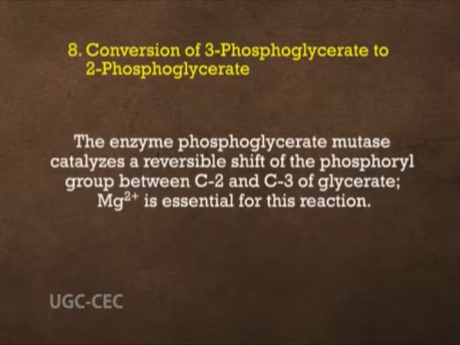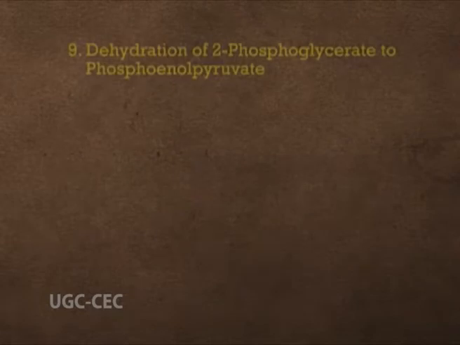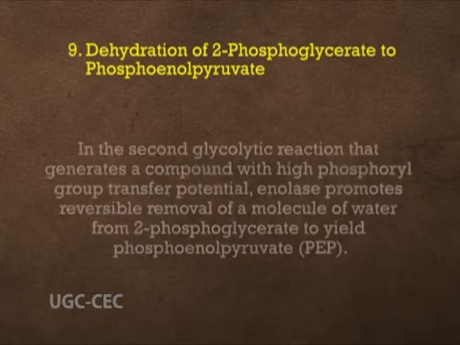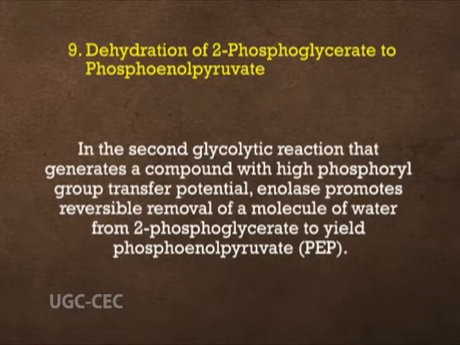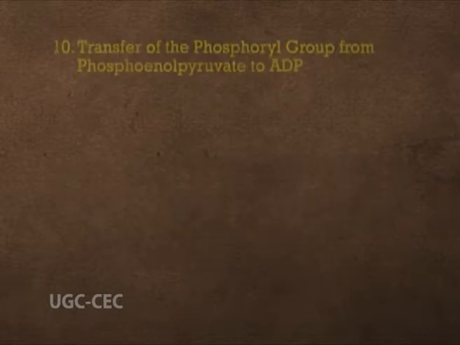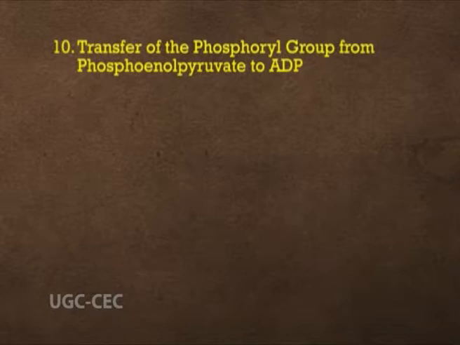The enzyme phosphoglycerate mutase catalyzes a reversible shift of the phosphoryl group between C2 and C3 of the glycerate. Magnesium ion is essential for this reaction. Now, step 9, dehydration of 2-phosphoglycerate to phosphoenolpyruvate. In the second glycolytic reaction that generates a compound with high phosphoryl group transfer potential, enolase promotes reversible removal of a molecule of water from 2-phosphoglycerate to yield phosphoenolpyruvate, also known as PEP. Step 10, which is transfer of the phosphoryl group from phosphoenolpyruvate to ADP.